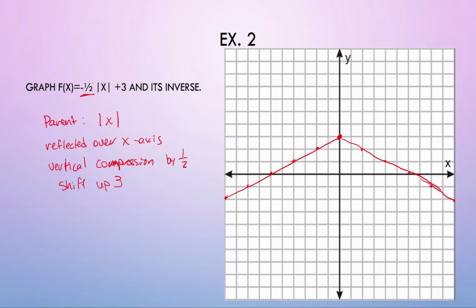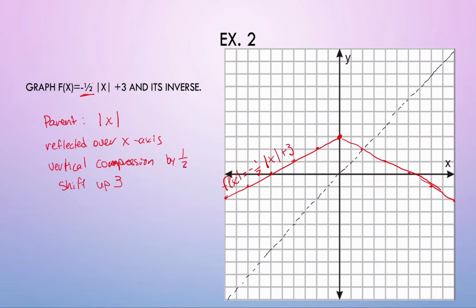So this is the function f of x. f of x equals -1/2 absolute value of x plus 3. We don't have a way to solve for the inverse as an equation, because we don't have an opposite of an absolute value. There's no way to undo that. But we can still graph the inverse by reflecting every point over the line y equals x, or switching the x and y.